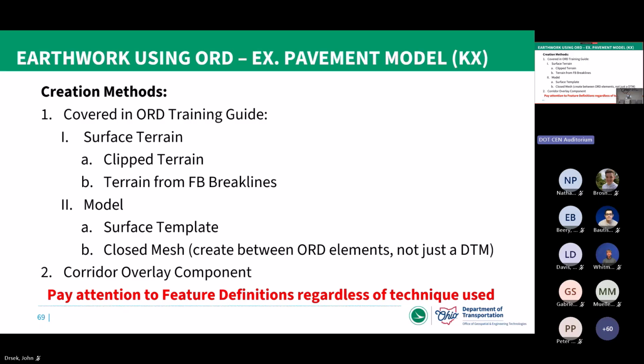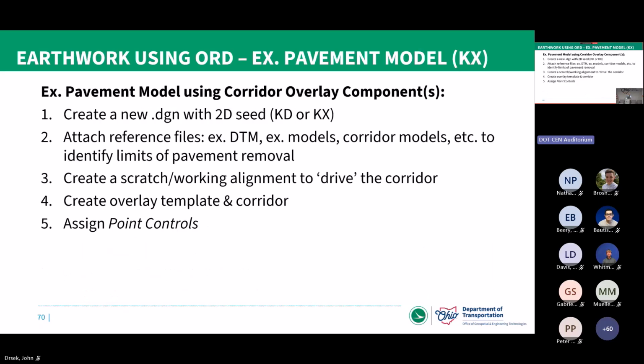So wherever your saw cut starts, you'll have to break up your pavement models there to reflect that appropriately. After we go through and model that existing pavement, we're going to create a new file. Again, I mentioned in the future we're probably going to have that as a KX file. Right now, if you're using the Create Design Files app, it'd be a KD. Reference all your files in there.